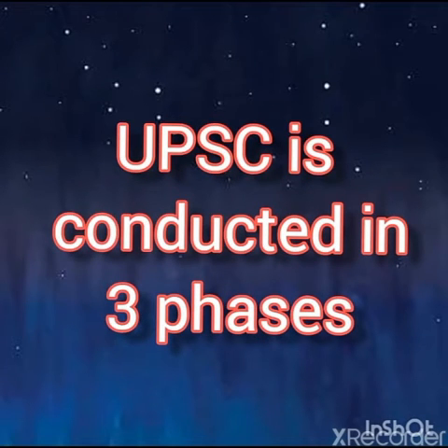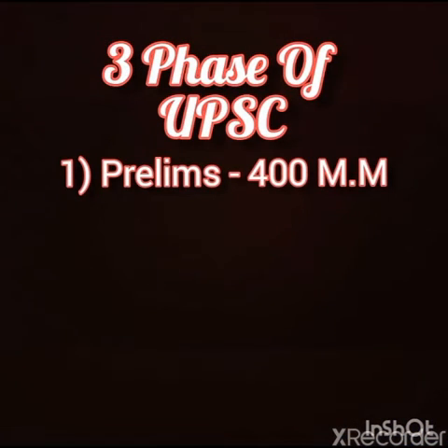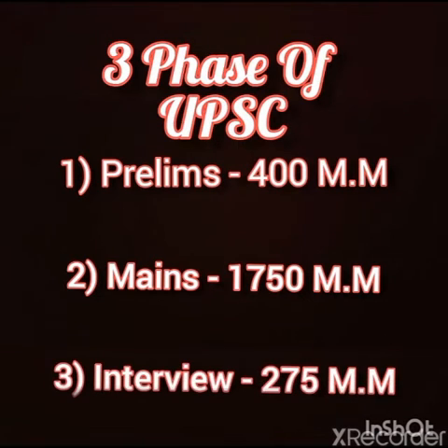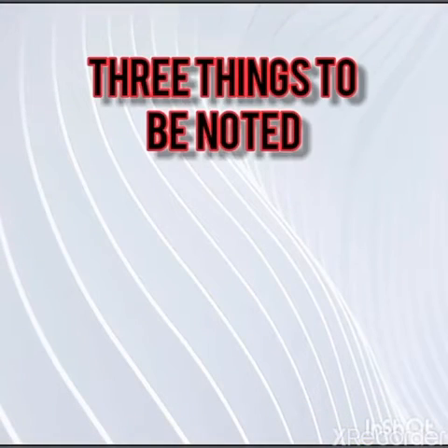As we all know very well, UPSC is conducted in 3 phases: prelims, which is of 400 marks, mains, which is of 1750 marks, interview, which is of 275 marks. Prelims. There are 3 important things that should be noted about the prelims paper.